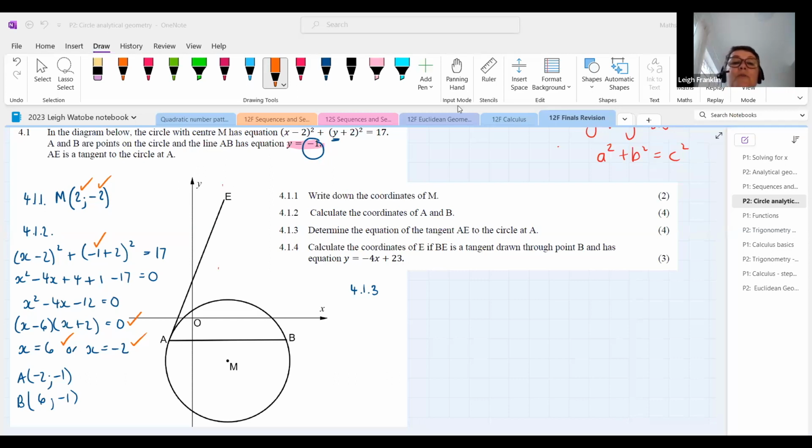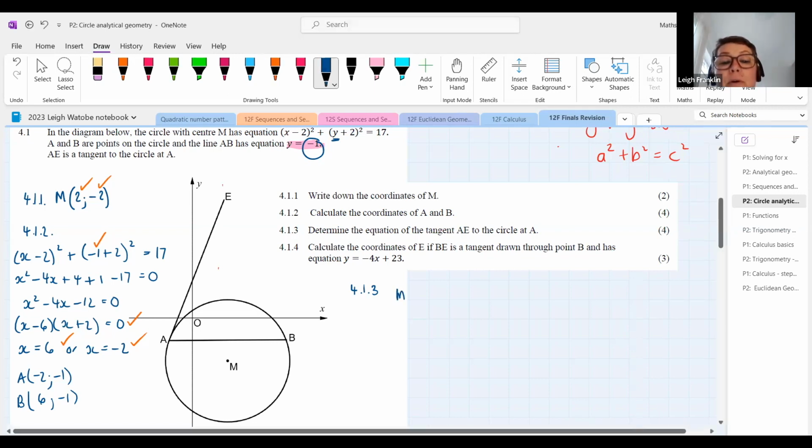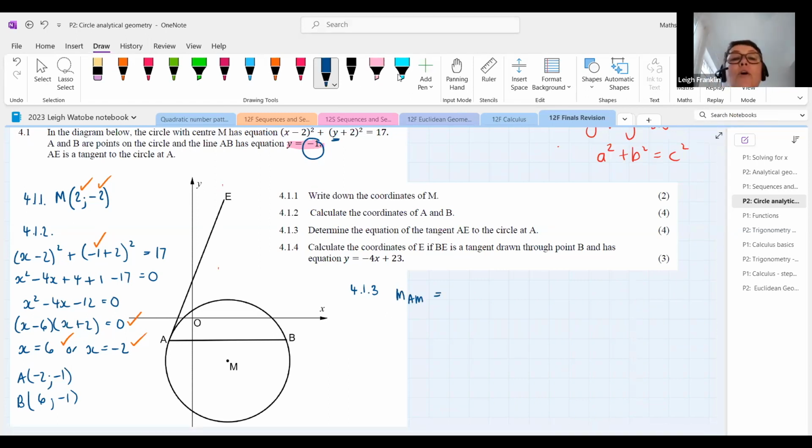Okay, so yes, the tangent is perpendicular to the radius. Let's just read. Yes, that's right, Tristan. We've got to find, there we go. That's it, beautifully put, Segofat. So find the gradient of AM. We don't need the gradient of AB. We need the gradient of AM. We need the gradient of the radius. Good, well done. Now we need to find the gradient of AM. And remember, we've got the coordinates at A over here.